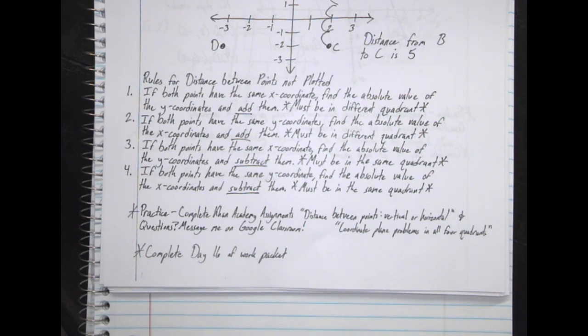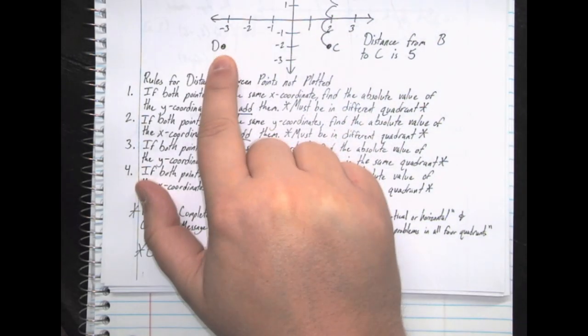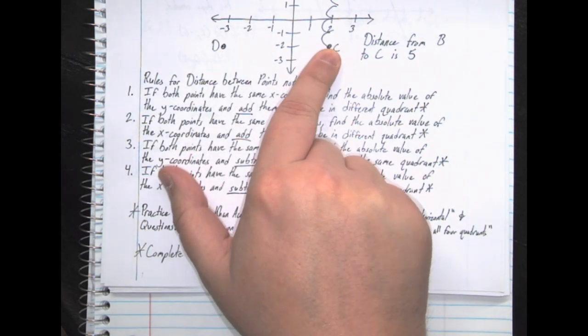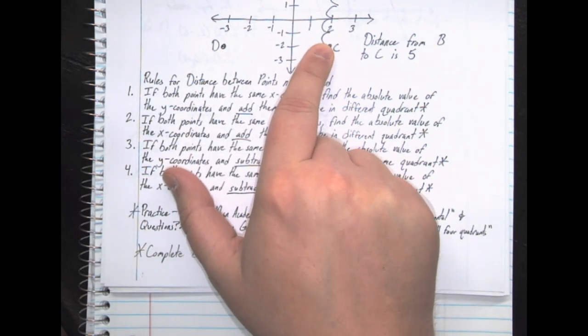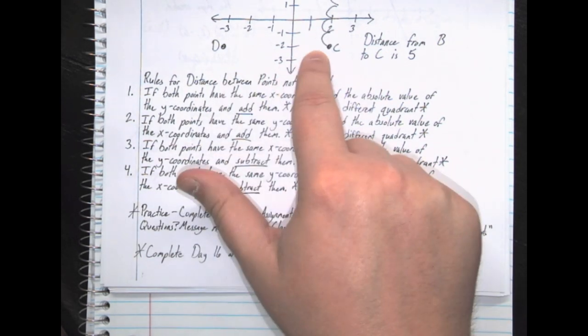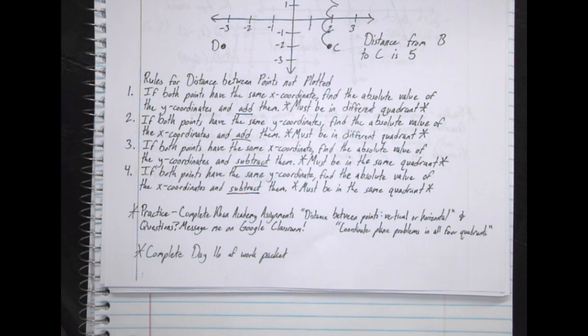So we have D and C both with the same y coordinates. We take the x coordinates, find the absolute value of them, and add them. Absolute value of -3 for D is 3. 2 for C is 2. Add those up, distance of 5, which would be our distance for D and C.